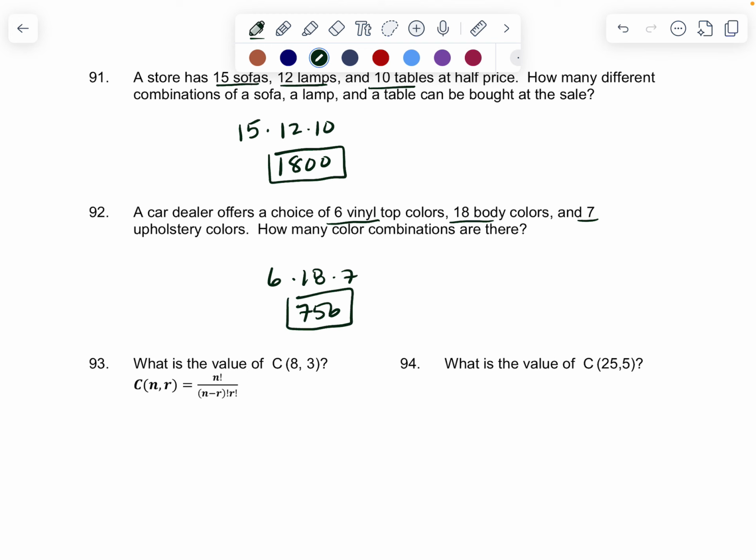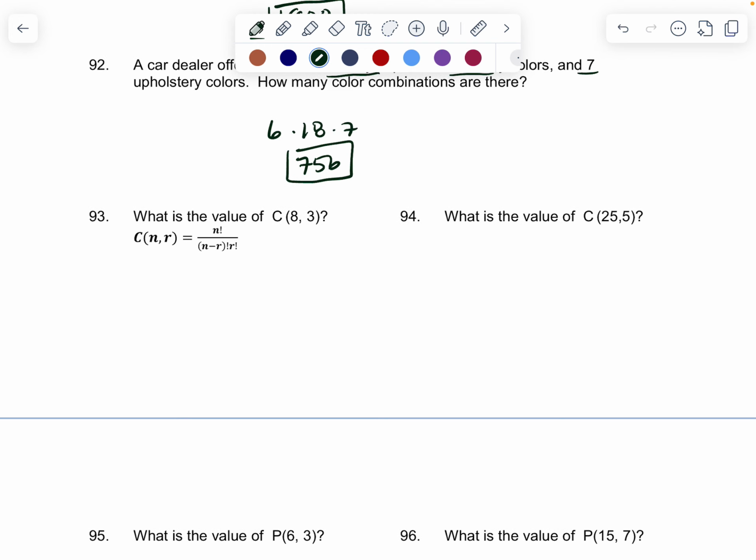Okay, what is the value of this? It's just another notation. It's just 8 choose 3. I think that's how we saw it, right? On this one, we are giving you this formula, so you don't have to memorize it. It is on your cheat sheet that I gave you on Friday. So this is your N, this is your R. If you plug that in, you're going to get 8 factorial over 8 minus 3 factorial times 3 factorial, which is going to be 8 factorial over 5 factorial, 3 factorial.